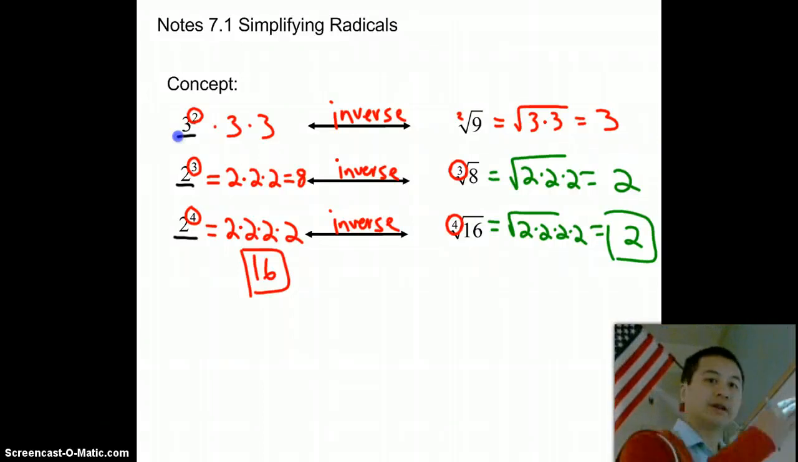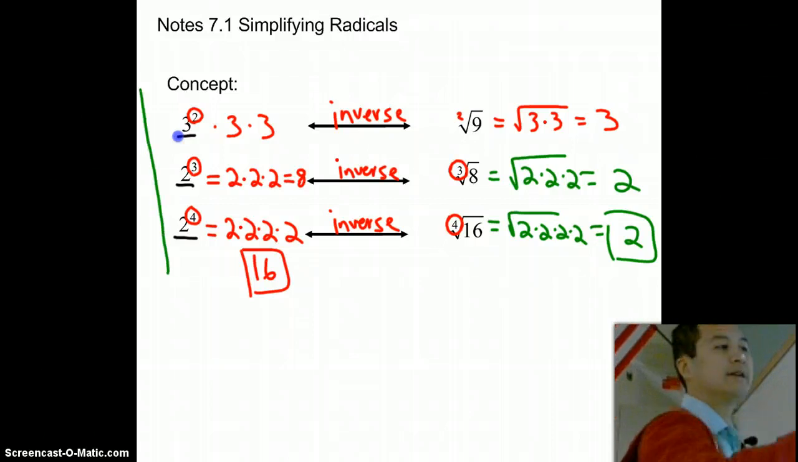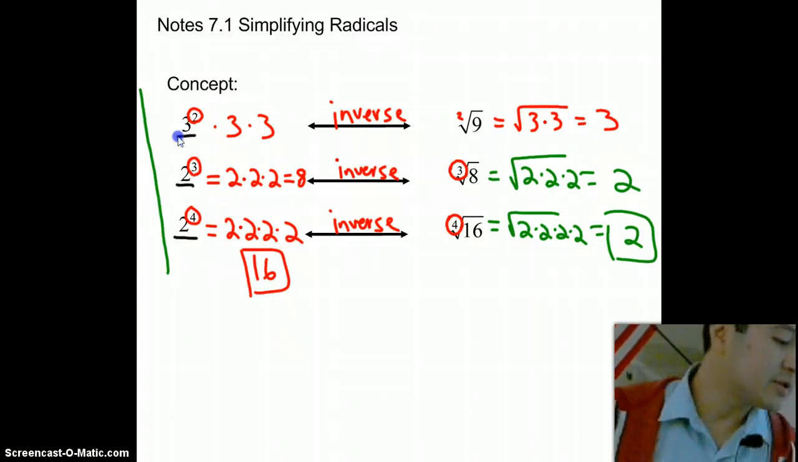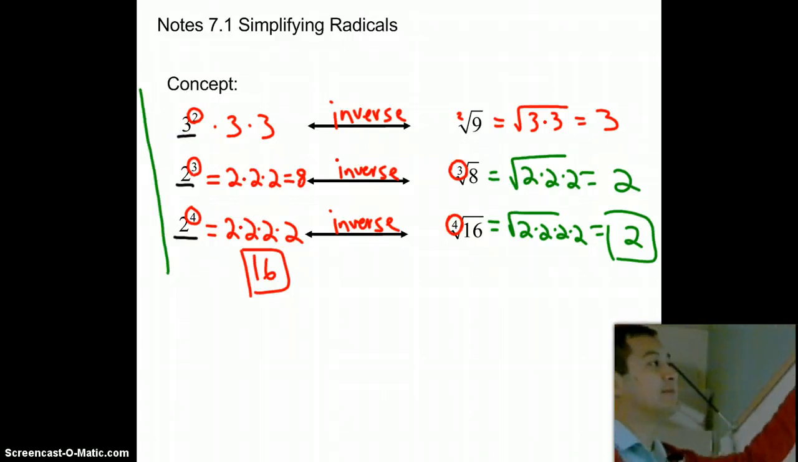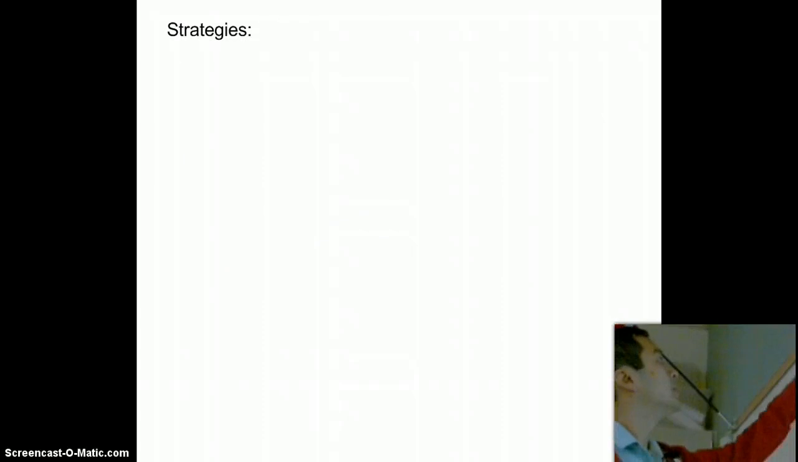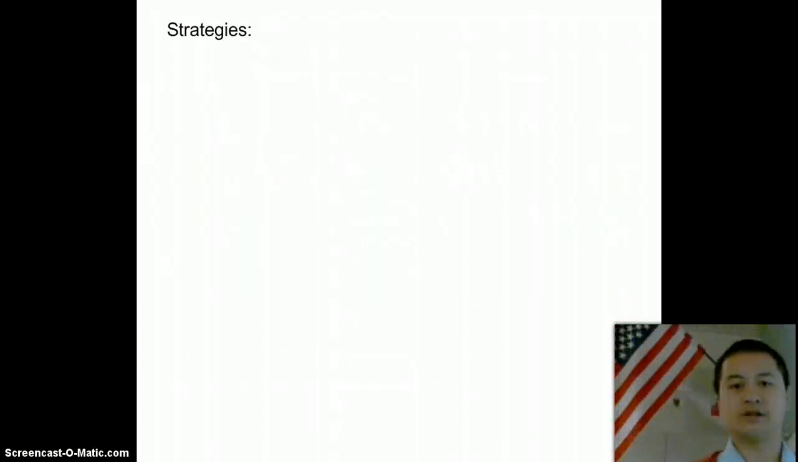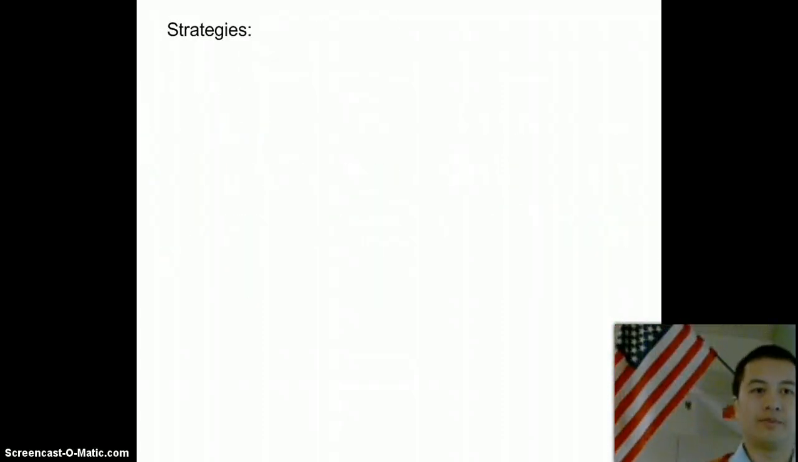So operation, inverse operation. We've done this side already. We want to work on this side over here. So let's do a couple problems, and we'll go slowly. Okay, let's talk about some strategies in solving this problem. So, the easiest strategy first is this.